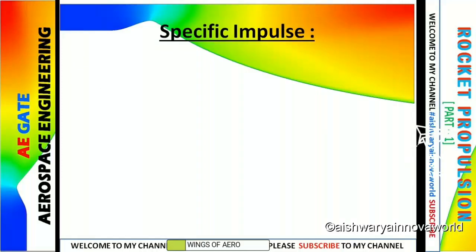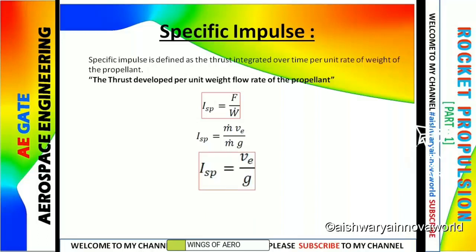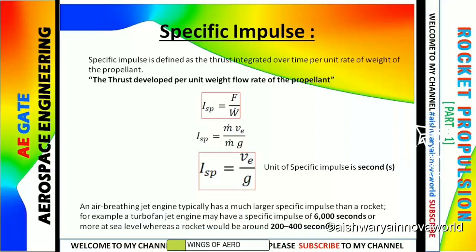Let's come to the next, specific impulse. What's the definition of specific impulse? The thrust developed per unit weight flow rate of the propellant. So you can write that ISP equals F by W dot. It can also be split as m dot VE, that is the force, and W dot, the weight flow rate, which can be written as m dot into g. So the m dot gets cancelled, and from here we can find the unit of specific impulse is second.